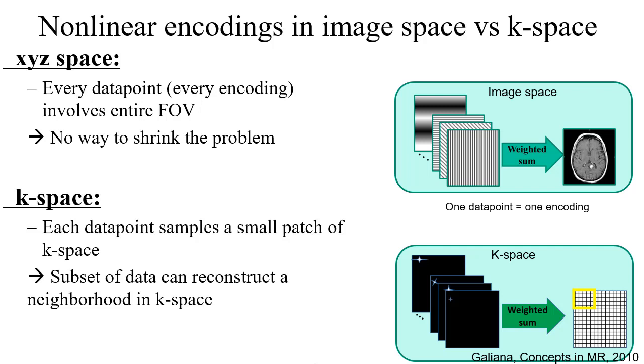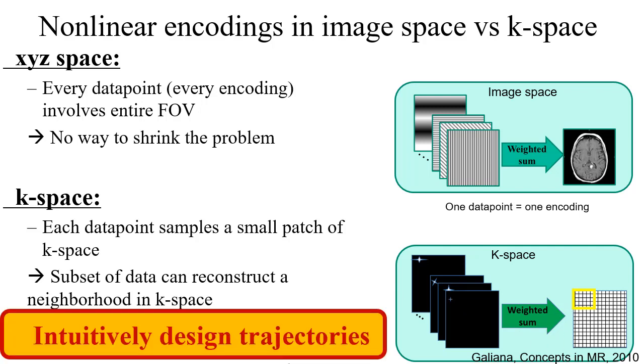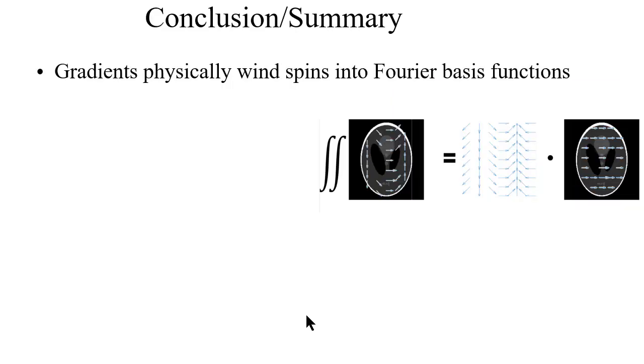If you think of things in k-space, you can focus on the fact that each data point that you choose to sample is really just addressing a small patch of k-space. And so you can think about just how a subset of the data reconstructs a neighborhood in the k-space. And that gives us a little more ability to intuitively design these trajectories, both the path it takes and also what the morphing is doing to aid in the acquisition of k-space.